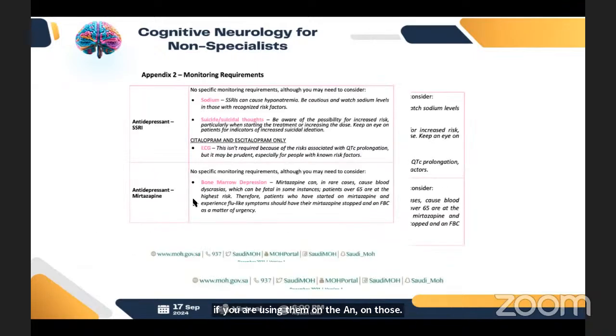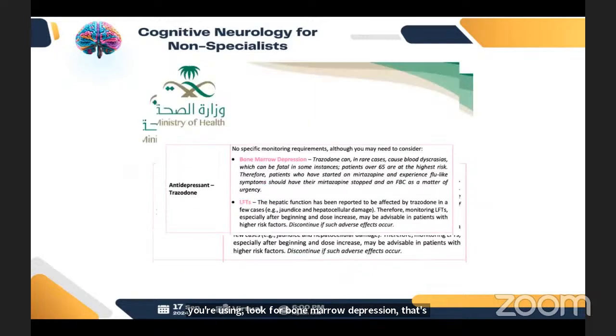And what to look for: with SSRIs, look for the sodium level. It's important. Look for worsening of suicidal thoughts or behaviors, and look for ECG changes, especially QTc prolongation. If you're using mirtazapine, look for bone marrow depression. It's all in the guidelines. That's why I'm telling you to use them. With trazodone, it's also important to look at the LFTs.